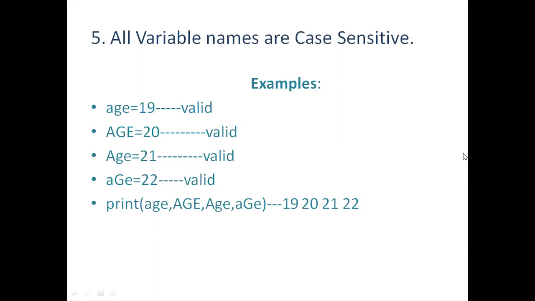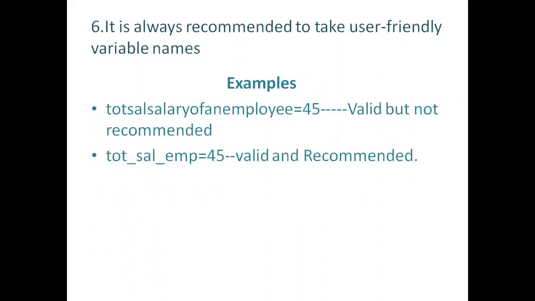See, this last one is total salary of an employee. It is valid, but not recommended, because we can't type bigger lines like this. So what is recommended? Give short names, total underscore sal underscore employee. So it is valid and it is also recommended.